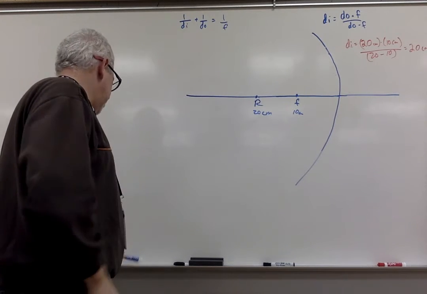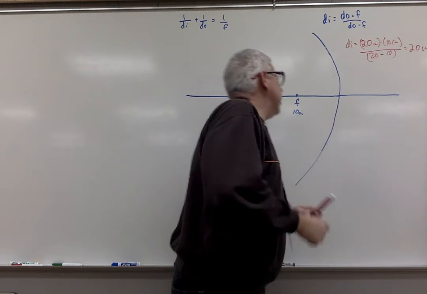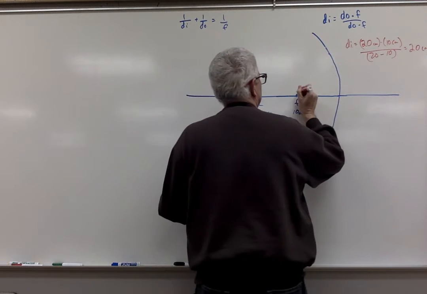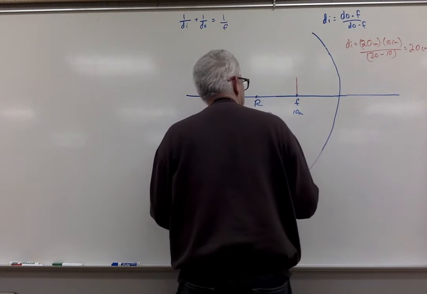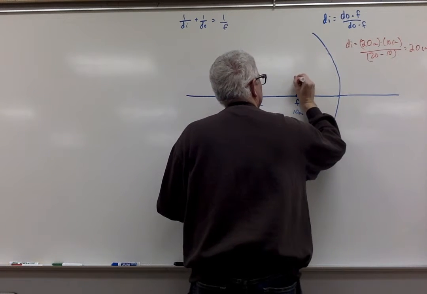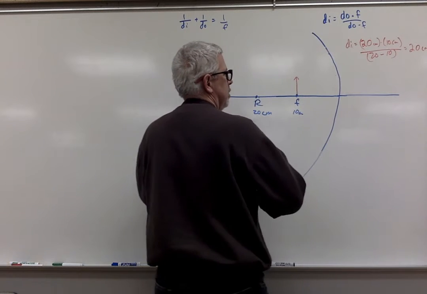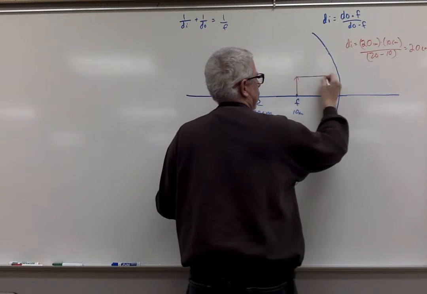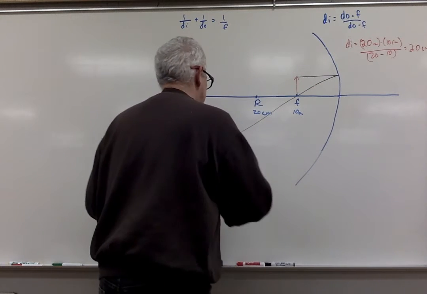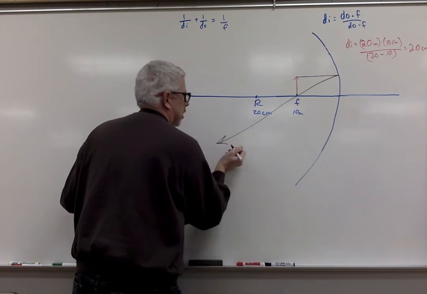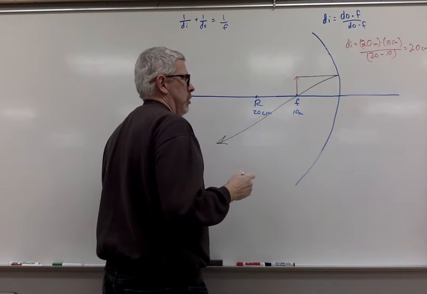But something odd happens if I end up putting the object at the focal point. I put it here. So something like that. This ray I can draw the same as I did before. But I can't draw a ray from here through the focal point anymore. It's just not going to work.